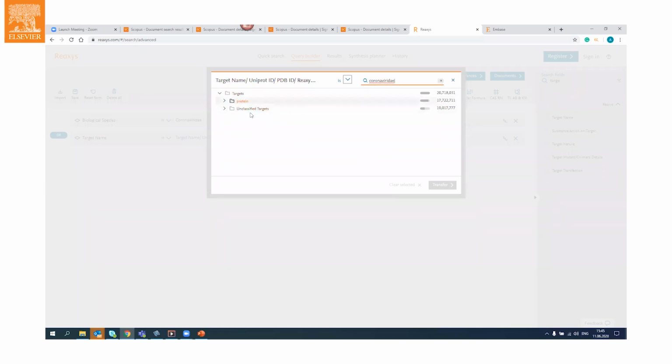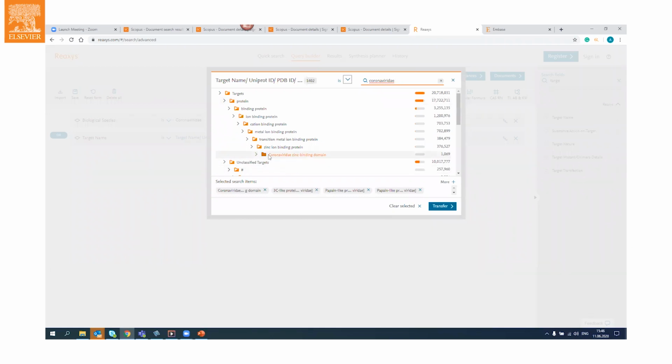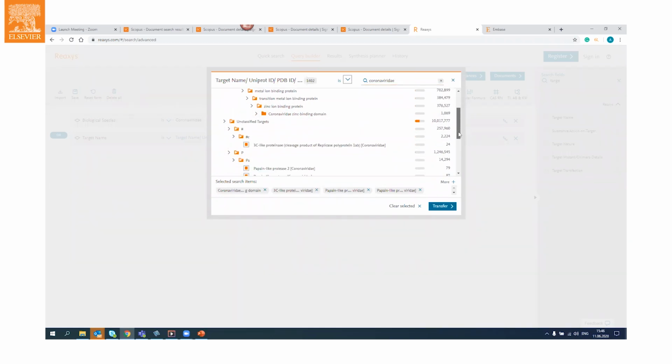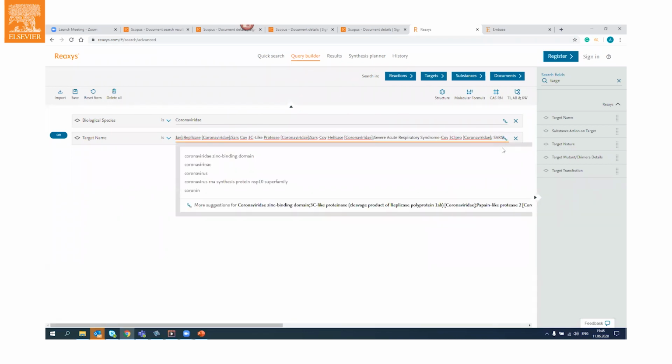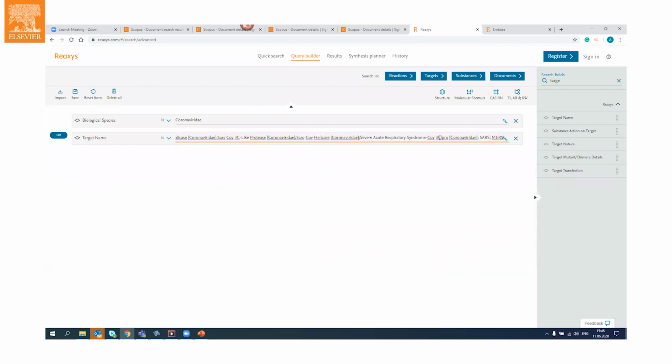So you can see, you can search for some class, but also you can search in the name of the protein. So with target name, it will make sense to mention something more, for example like SARS, MERS, to add there. In the name of biological species, it makes no sense to add them.